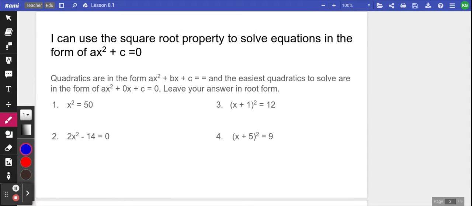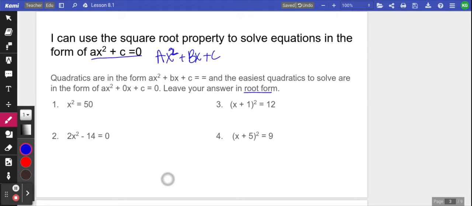Remember that quadratics are in the form ax squared plus bx plus c. The first form we're going to work on is where there is no b term. When there is no bx term, that makes it pretty easy to solve. We are going to solve it just by using square roots, but we are going to leave our answer in root form. So the first one says x squared equals 50.